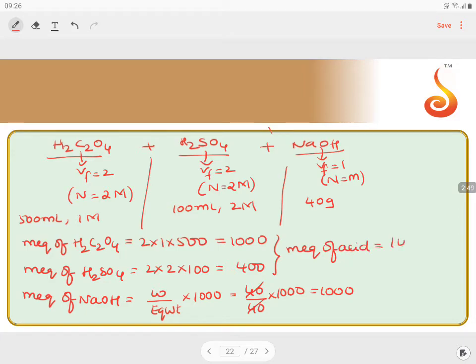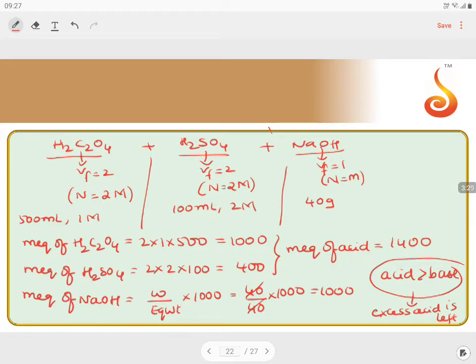Now you know the overall milli equivalents of acid is 1400. This is the milli equivalents of base. Now you know milli equivalents of acid is greater than base. So what will be the resultant milli equivalents of the solution? Excess acid will be left out in the solution.